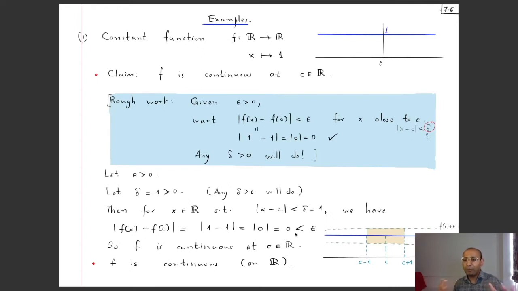This is the happy situation where f of x is as close as it gets to f of c, namely it's always equal to f of c. And so it's no surprise that any positive delta worked. So the function is continuous at c, and c was arbitrary, so in fact the function is continuous at each and every real number, and so the function is continuous on R. This was a very simple example where you could have chosen any delta you wanted.